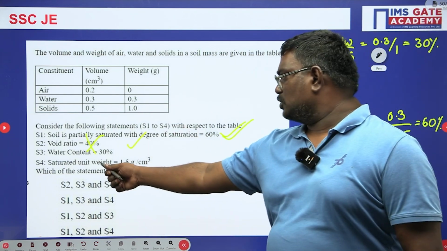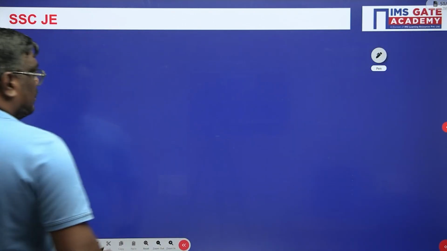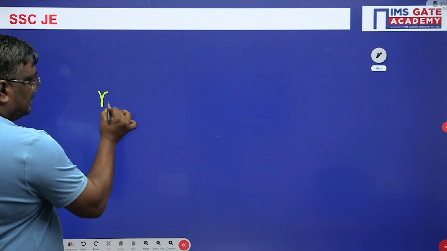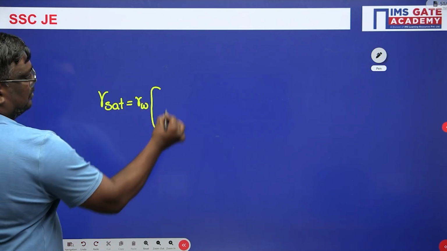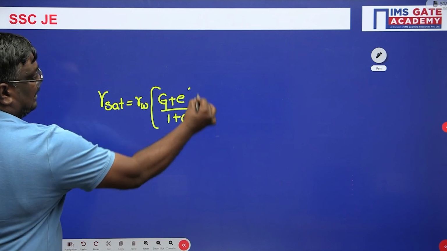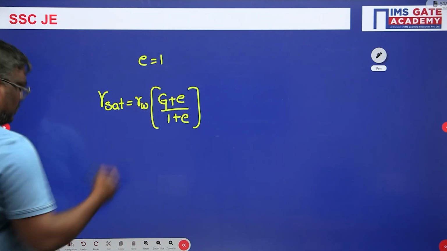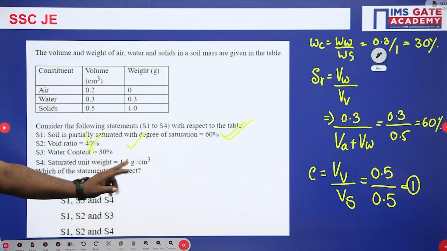Now we talk about saturated unit weight. Sir, see here. What is saturated unit weight? Gamma sat is equal to gamma W into (G plus e) upon (1 plus e). Anyhow, you have known void ratio is equal to how much, sir? 1. The saturated unit weight is 1.5.